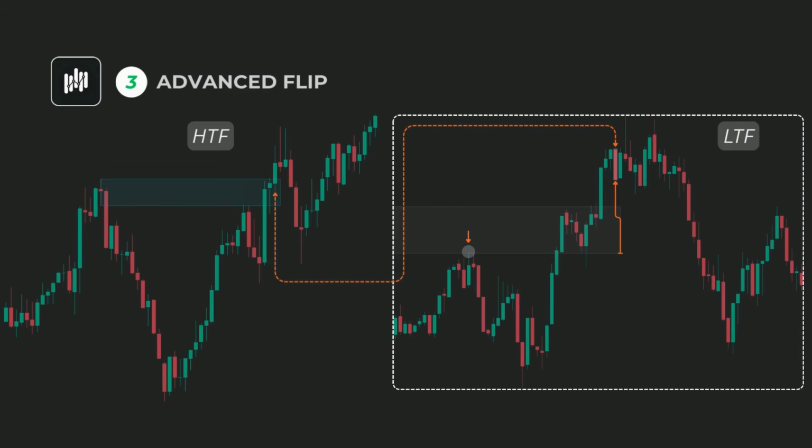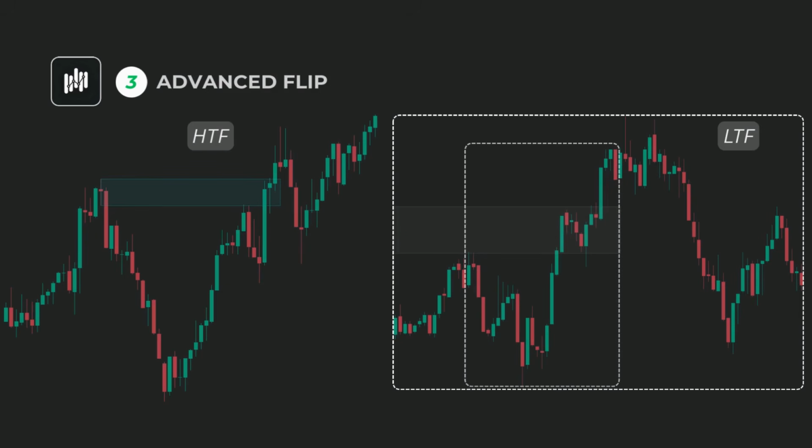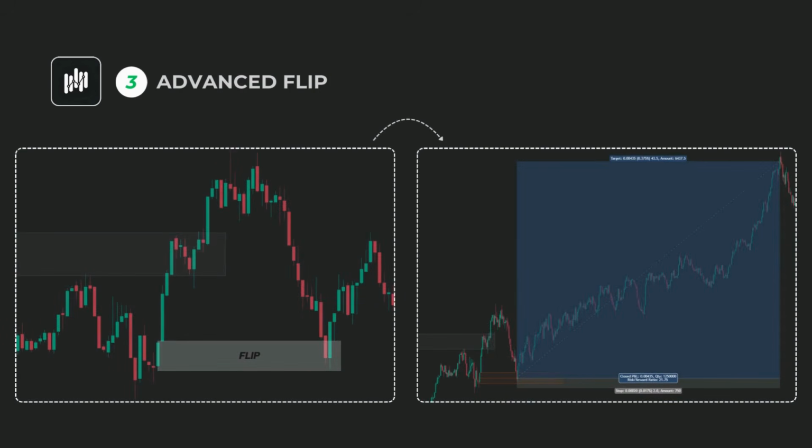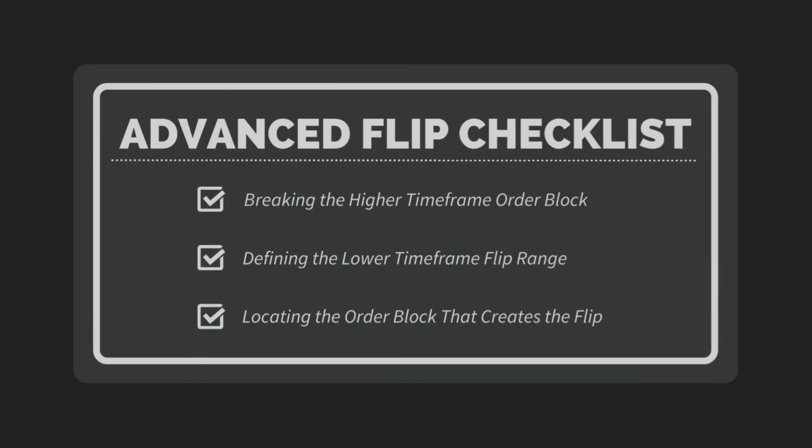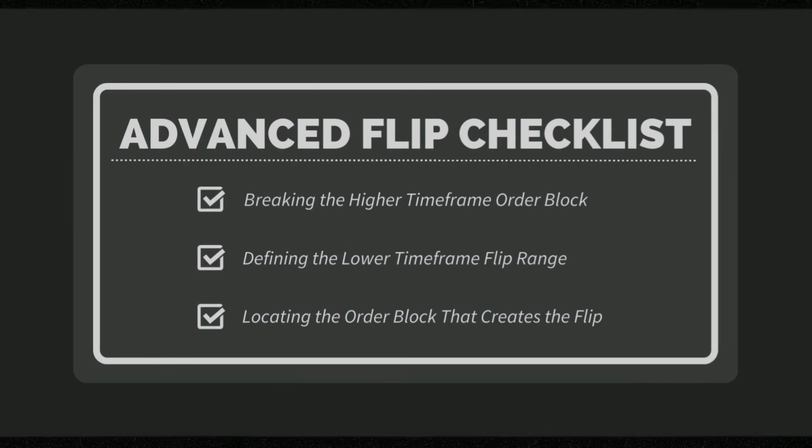And the close of this candle is exactly the same close as the higher time frame candle that broke the order block. And finally, the order block that forms within this window and causes a shift is the new order block that flips the higher time frame order block. By applying this method, you combine higher time frame context with lower time frame precision to identify professional level flips and more reliable entry zones.